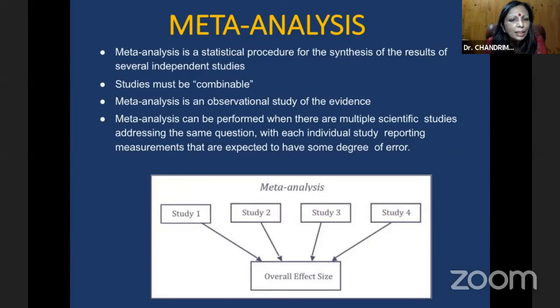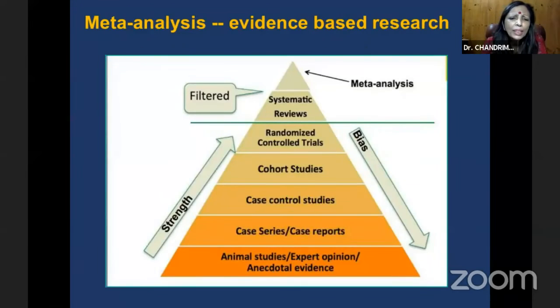Several independent studies must be combinable. A meta-analysis is an observational study of the evidence, and you have to have your study 1, study 2, study 3, study 4 should be of the same category. You cannot compare apples and oranges. You've got to compare apples of the same type. So meta-analysis is actually systemic reviews, which gives you the statistical strength of the whole thing, leaving out the bias.